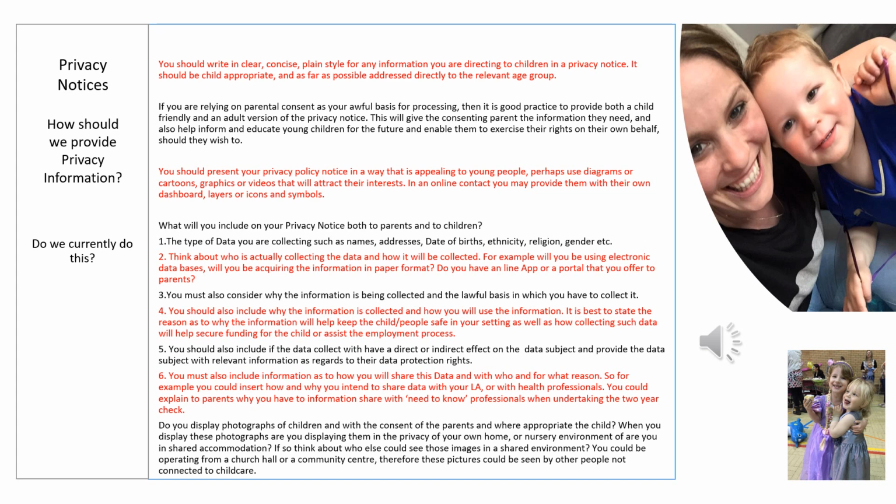You should present your privacy notice in a way that is appealing to them, as we have just said in the slide before, using diagrams, cartoons, graphics or videos that will attract their interest.